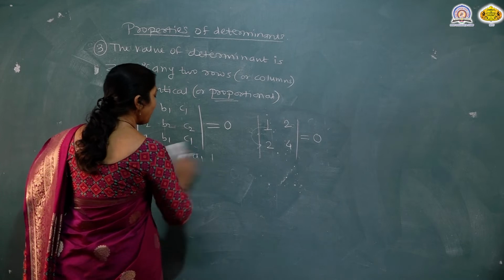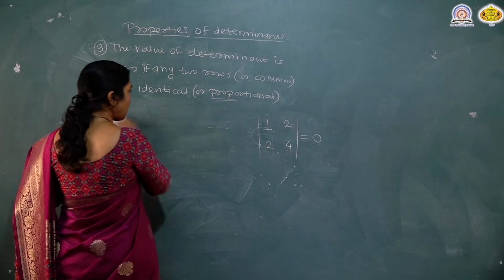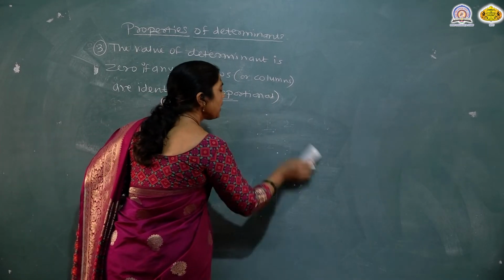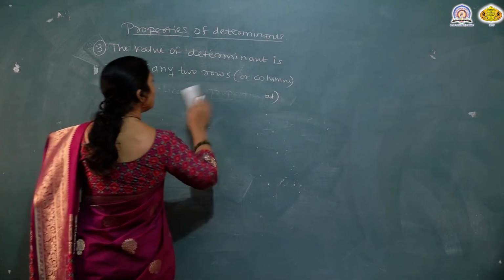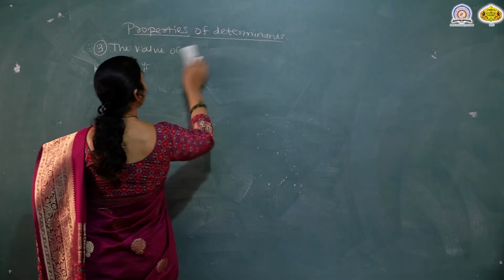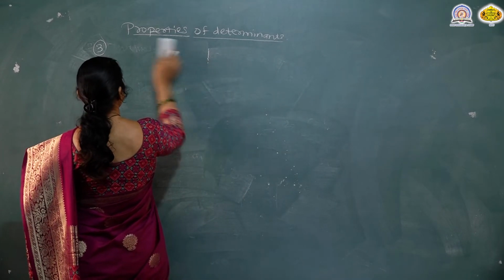So, if two rows are identical, or two columns are identical, or any two rows are in proportion to each other, in such cases the value of the determinant is 0.